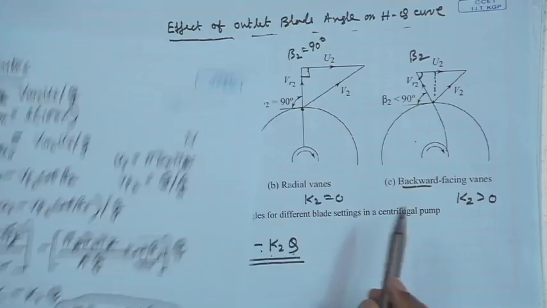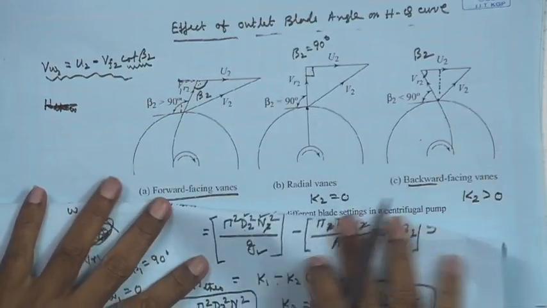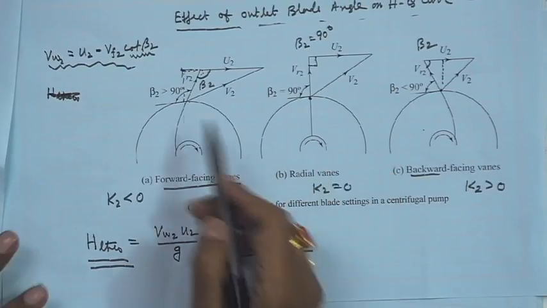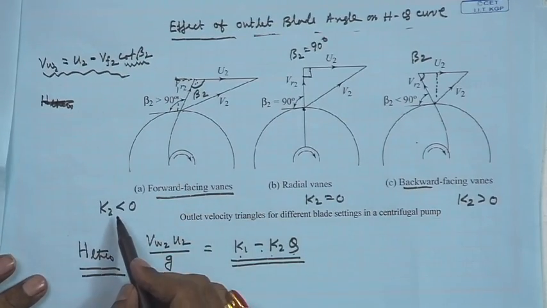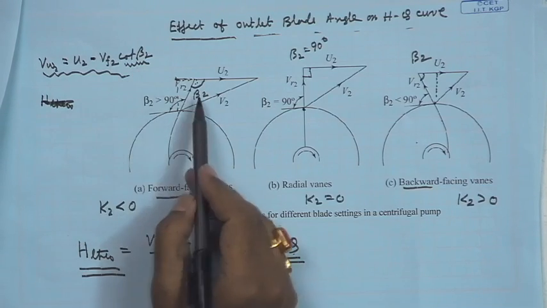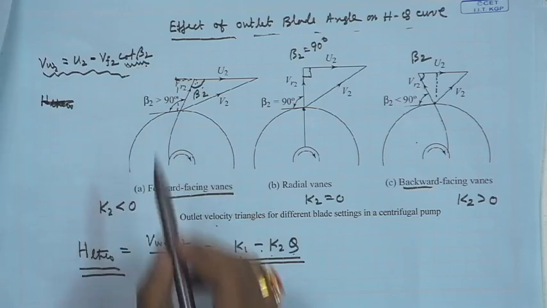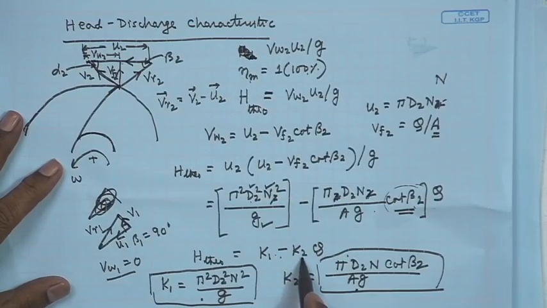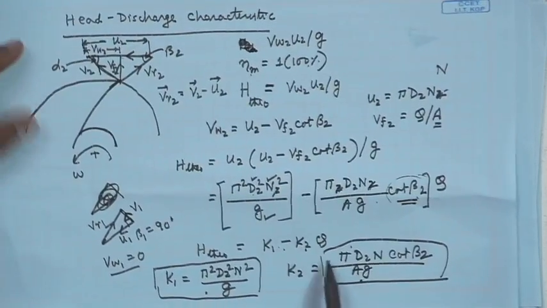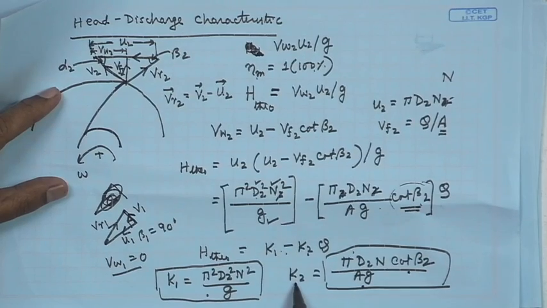Now you see, in case of a forward facing blade, K2 is less than 0, because beta 2 is obtuse, so cot beta 2 is negative. So K2 is less than 0, that means K2 is negative. Similarly, for a radial vane, beta 2 is 90, cot beta 2 is 0, so K2 is 0. So H theoretical is given by K1.